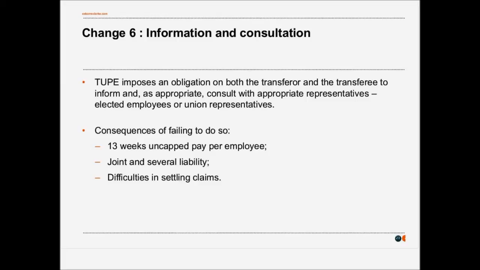Now, if you don't comply with the specific rules around consultation and TUPE, there are penalties. And the first penalty is a 13-week uncapped pay for each employee. So if employees complain they haven't been consulted with properly, each employee can get 13 weeks pay, and that is actually 90 days. And it's seen as a punitive award, so it's not a compensatory award. It's something that the tribunals hand out to punish employers who don't do this consultation properly.